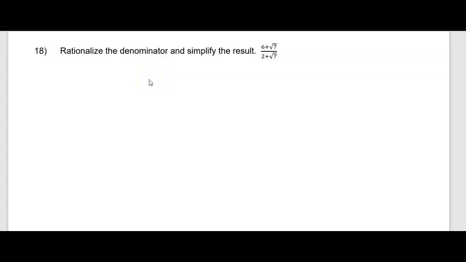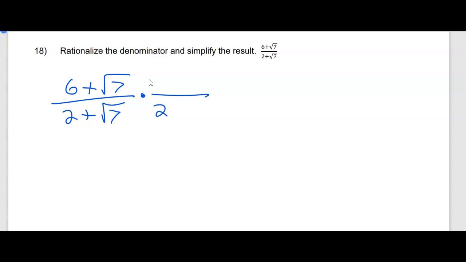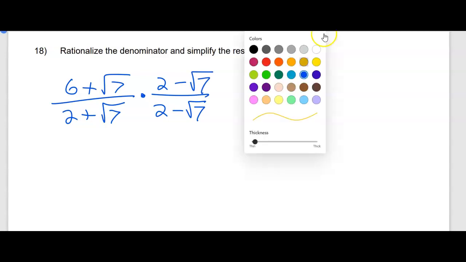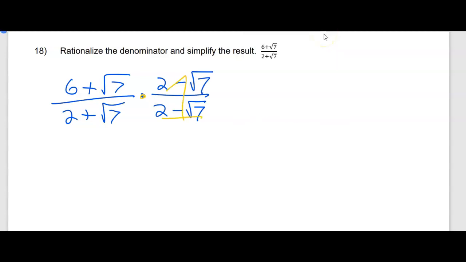Rationalize the denominator and simplify the result. In this case, we have a binomial denominator, and the denominator does have a radical in it. So we need to make the denominator so that it does not have a radical in it. The method to do this is to multiply by the conjugate of the denominator. This would be 2 minus square root of 7. You have to do that on top and bottom because this is essentially a times 1 technique.